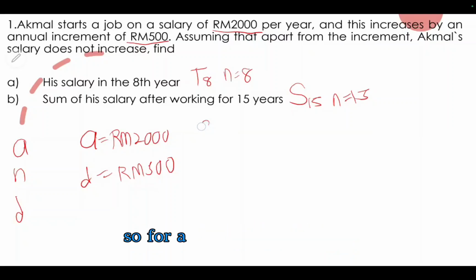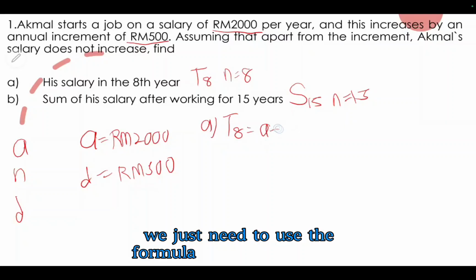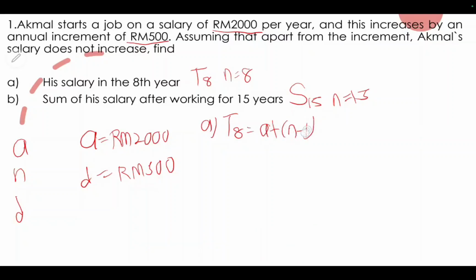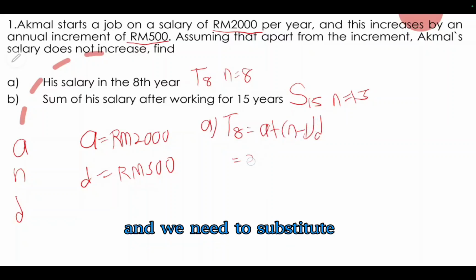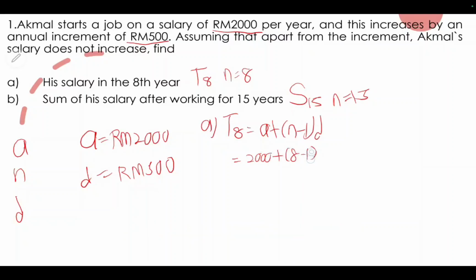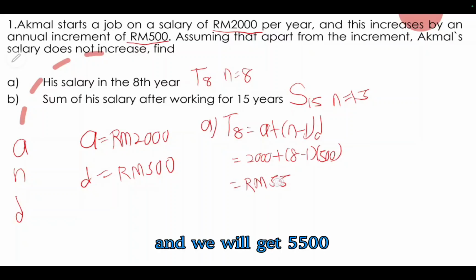So now, after identifying all the important information, we can now define and calculate the answers according to the requirement. So for A, we need to find T8. We just need to use the formula to find the answer, and we need to substitute all of the values into this formula. And we will get 5,500.